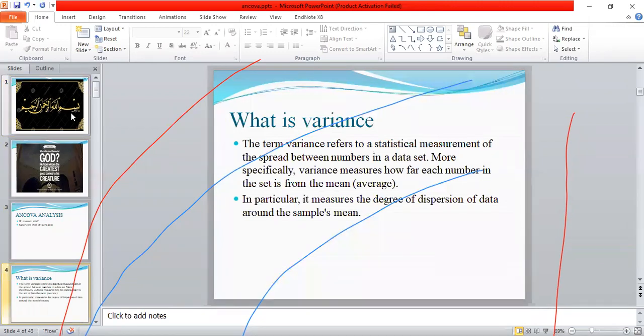So first we will see what is the variance. The term variance refers to a statistical measurement of the spread between numbers in a data set. More specifically, variance measures how far each number in the set is from the mean. In particular, it measures the degree of dispersion of data around the sample mean.